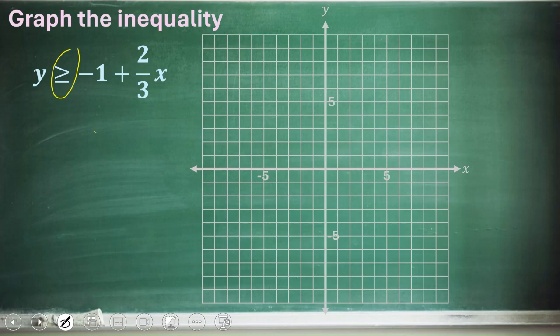The first thing we do is plot the y-intercept, which can be found right here because this is what is left when x is equal to 0. So there we go, we plotted it at 0, -1, and then our next step is to graph the slope.